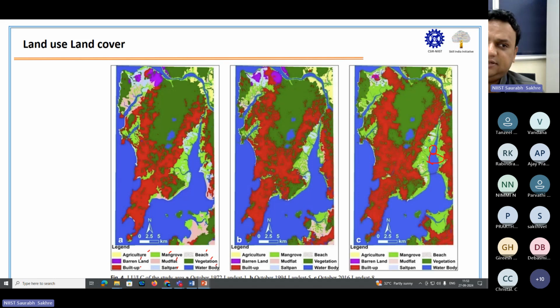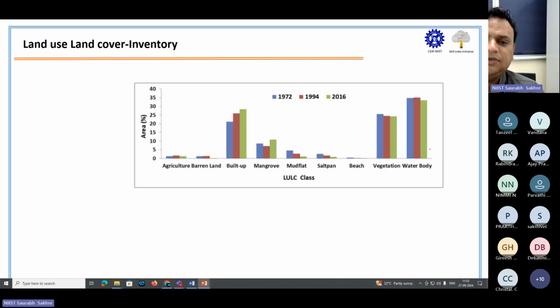Okay, so this is the second step. We have carried out land use land cover analysis, and then as usual we have carried out the inventory also. So you can see that from 1972 to 2016, the built up was around 21%, but now it is around 29%. So 8 to 10% increase in the built up area.